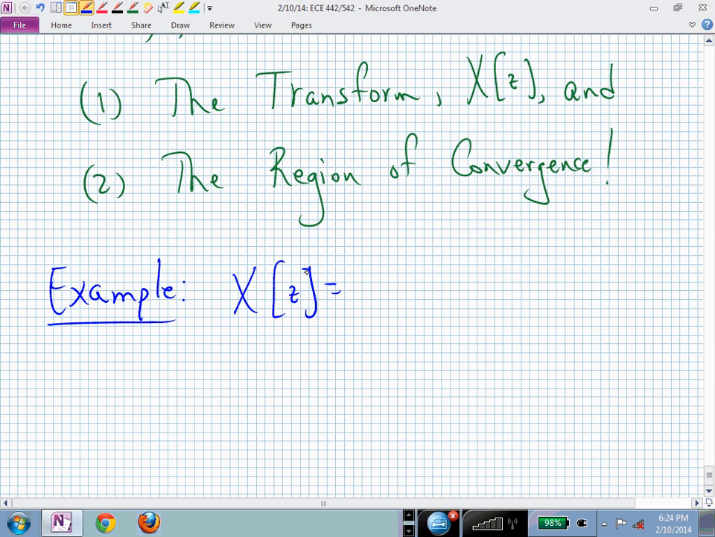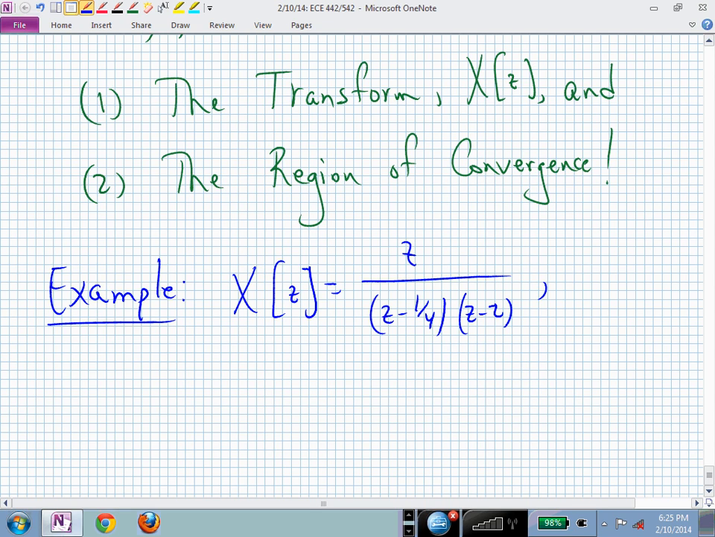Suppose somebody gives you the transform capital X of z equaling z over the factor z minus 1/4 and the factor z minus 2. Now, whether that corresponds to a bounded time domain waveform is going to depend on the region of convergence that we're told, or that's specified. If this corresponds to a causal time domain waveform, little x of n, what would the region of convergence be?